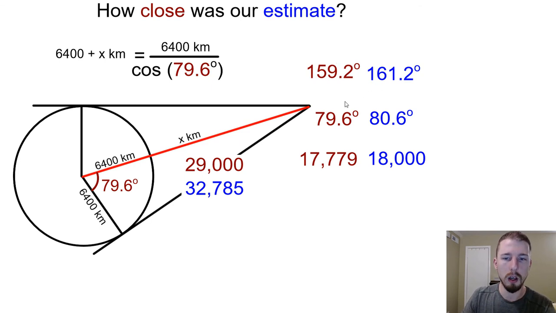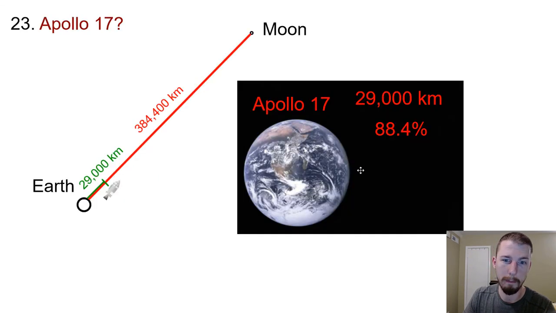So absolutely amazing. And the estimate that we did of 18,000 at the very beginning, we should have actually done 17,779 kilometers, which is really sneaking close. So not bad, if you ask me. Not bad for just farting around, doing what we do, right?